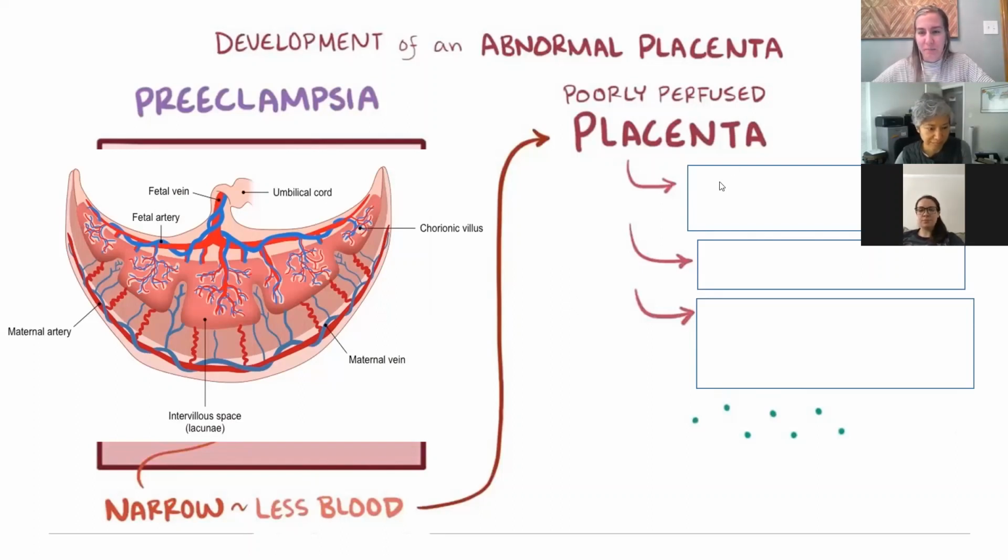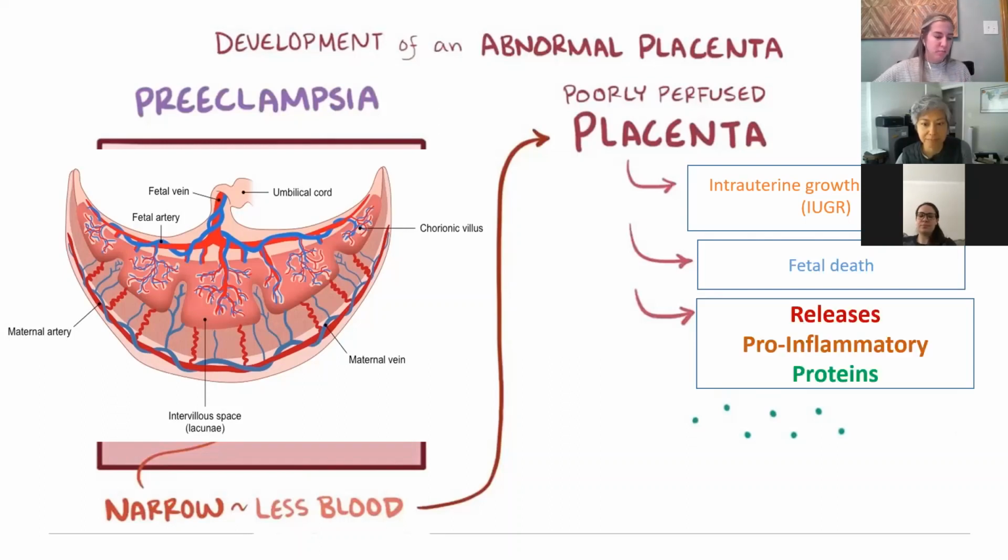Any guesses? A big or a small baby? Small baby. Small, right? So we can see intrauterine growth restriction, or these SGA babies that are less than 10th percentile. And in extreme circumstances where it's really bad, it can lead to a fetal demise, so fetal death. And then the very last thing from the poorly perfused placenta is the release of these pro-inflammatory proteins.